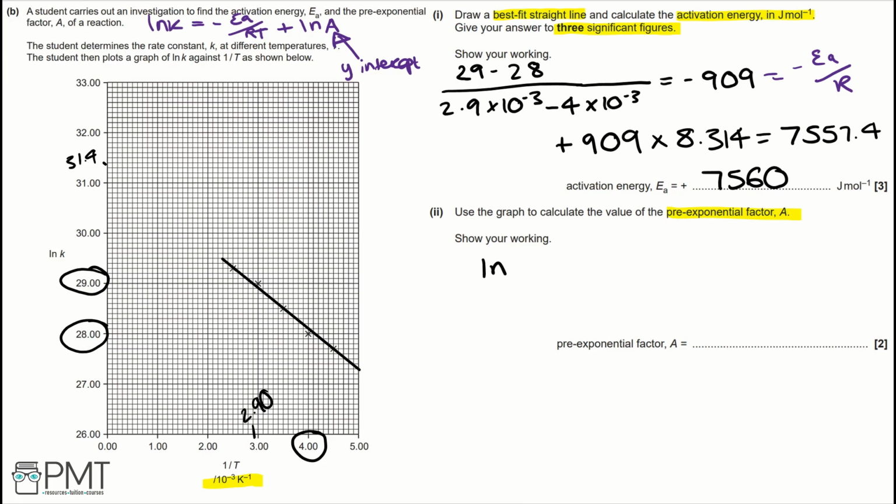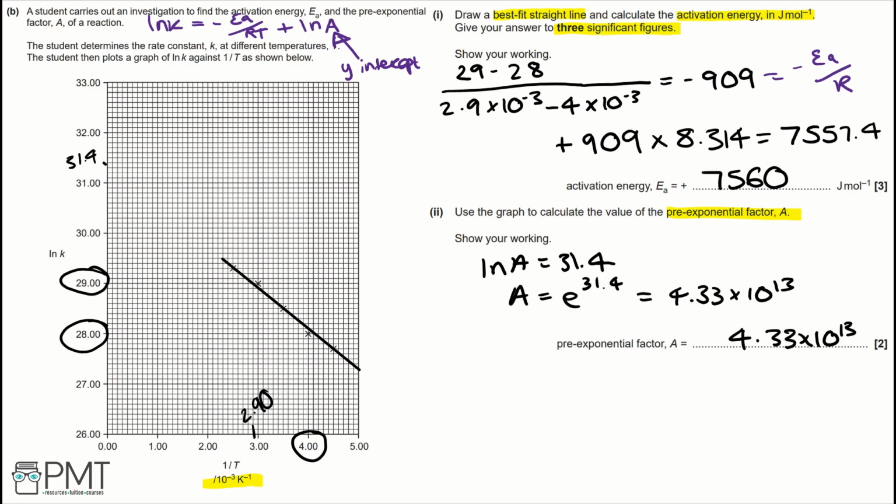So ln A is equal to 31.4, meaning that A is equal to e to the 31.4, which gives us the pre-exponential value of 4.33 times 10 to the 13, which is what we write on our answer line. To get the 2 marks for this question, you get your first mark for working out ln A is 31.4, or working out the y-intercept, and then your second mark for working out that A is e to the power of your y-intercept and working out that value.